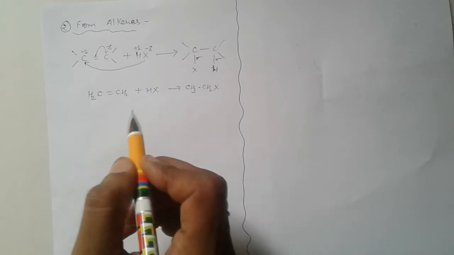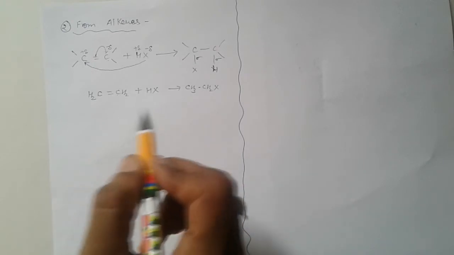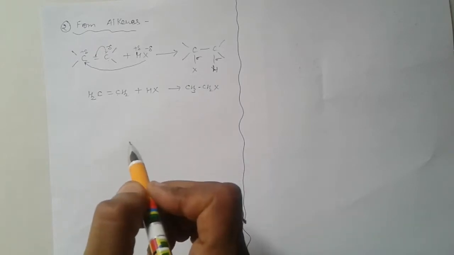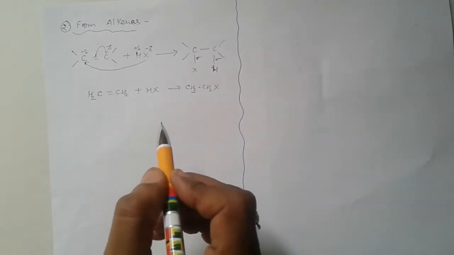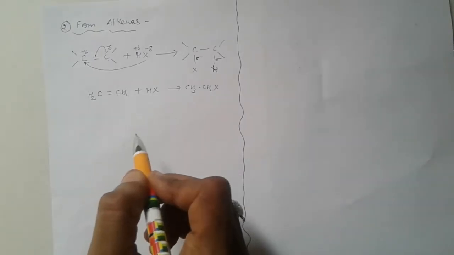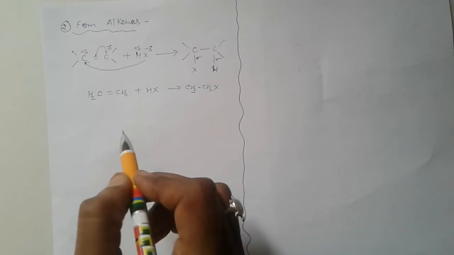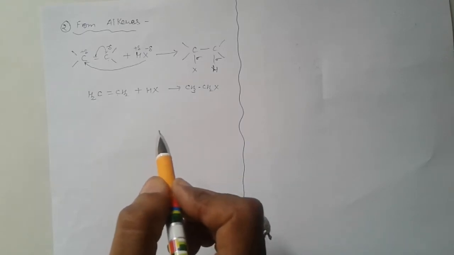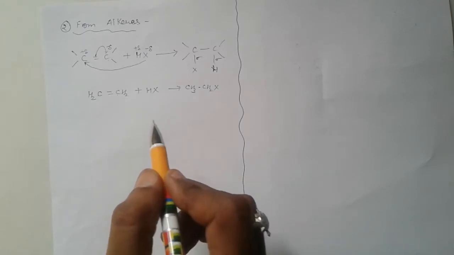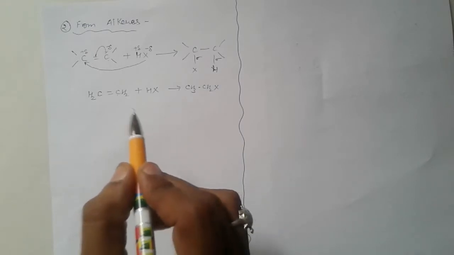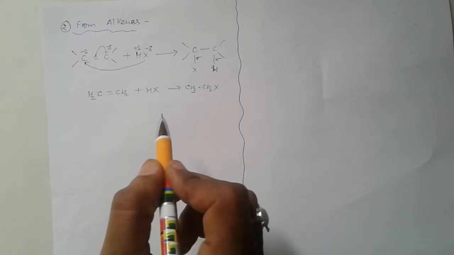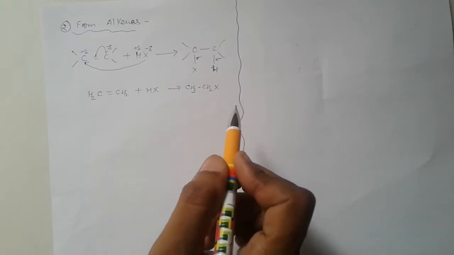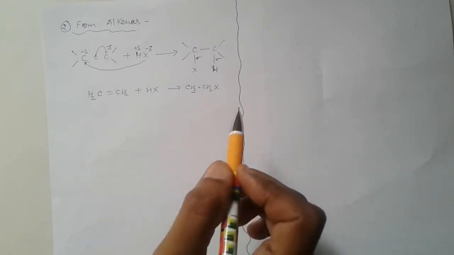During the addition of halogen acid to an unsymmetrical alkene, the Markovnikov rule is followed. Very important. We discussed the Markovnikov rule in our previous class. According to this rule, during the addition across an unsymmetrical double bond, the negative part of the attacking reagent attaches itself to the carbon atom carrying the lesser number of hydrogen atoms.